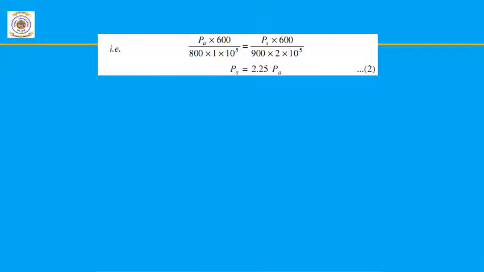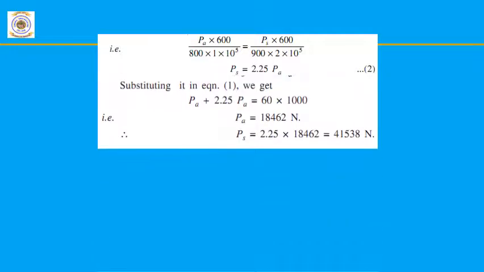After simplifying this equation, we can write it either in terms of Pa or in terms of Ps. I am writing it in terms of Ps. Therefore Ps is equal to, after simplifying, 2.25 Pa. Call this equation number 2.